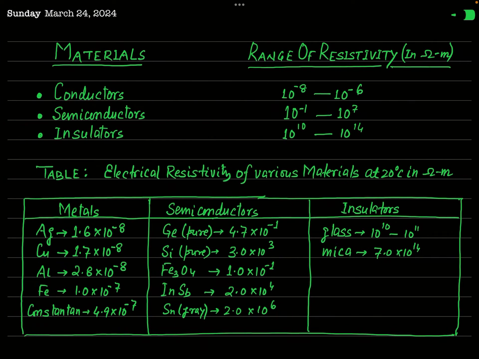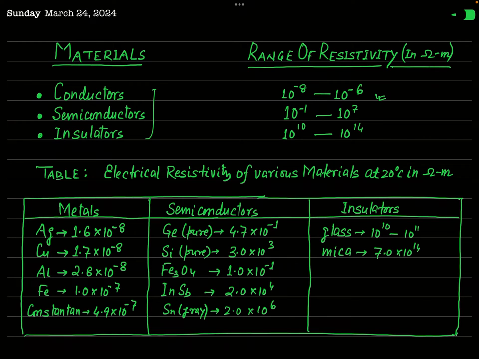Now I have mentioned here for your convenience the range of resistivity of these three types of materials. You know the SI unit of resistivity is ohm meter. So all these values given in this table are in ohm meter. You can see the resistivity of conductors lies between 10 to the power minus 8 to 10 to the power minus 6 ohm meter.